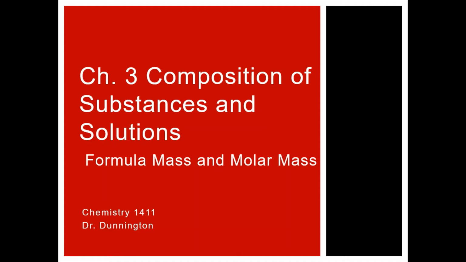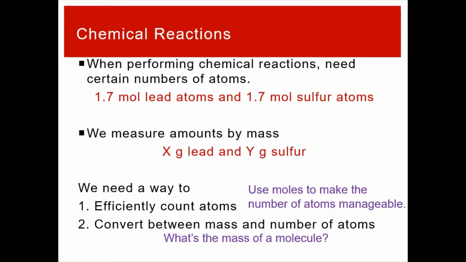Now we want to start talking about some masses and how those relate into what we've done so far. So we know our goal was to perform chemical reactions. We need a certain number of atoms. We want to efficiently count them. And so moles help us do that, count by groups. But the question is, how do we figure out the mass of that?